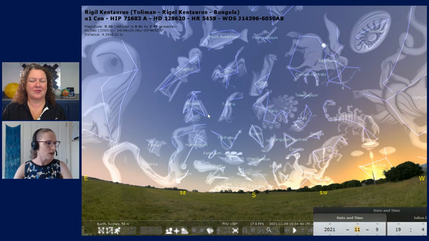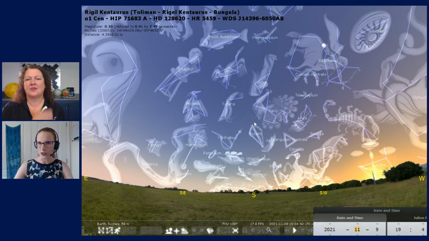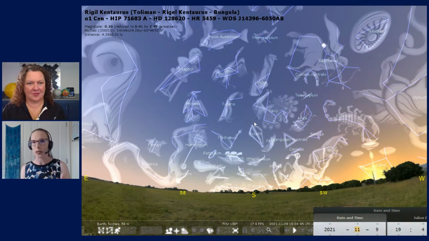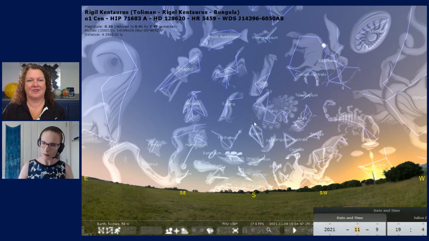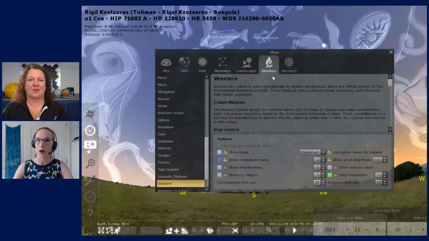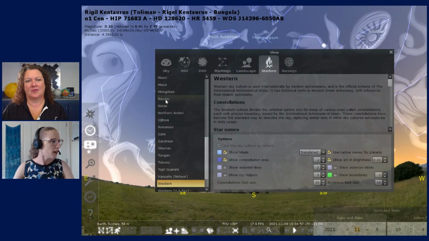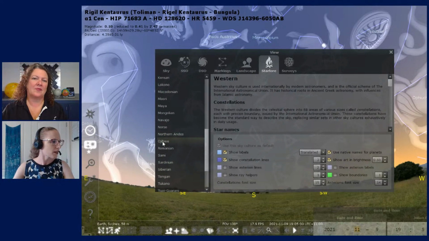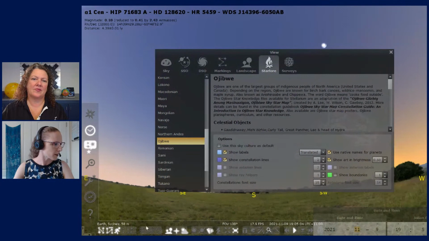So this is the 88 constellations that scientists use that were agreed upon by the International Astronomical Union. But there are as many ways to understand the sky as there are peoples and cultures around the world. And so under star lore, there are a whole host of different star schemes, and not all of them have artwork with them.